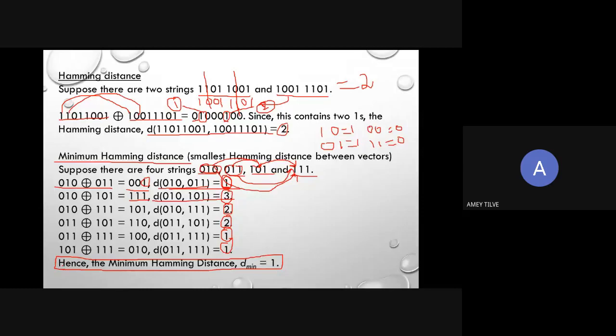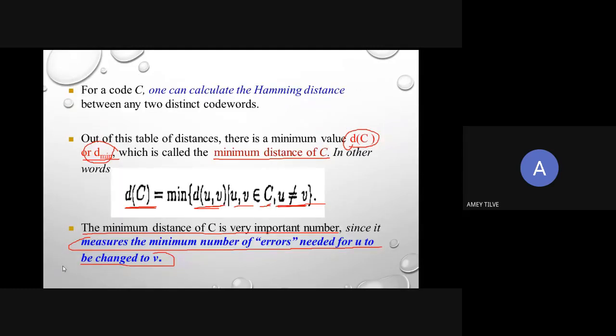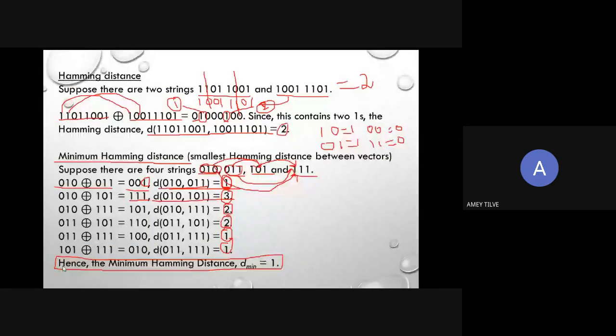I hope you all understood what a Hamming distance is and what a minimum Hamming distance is, and how we calculate them. The minimum Hamming distance measures the number of errors needed for u to be changed to v. We have seen the example over here. I first XOR and find the Hamming distance of all the vectors, and whichever is the minimum becomes my minimum Hamming distance.